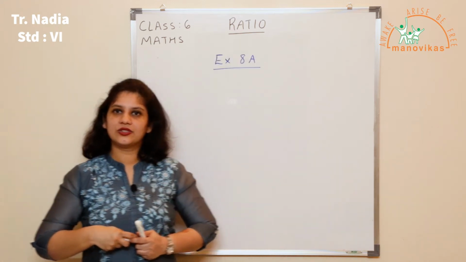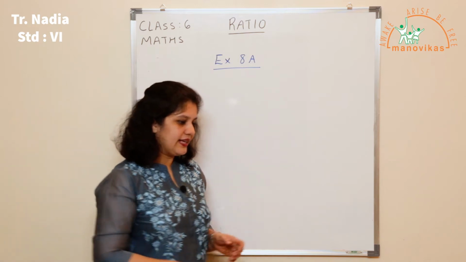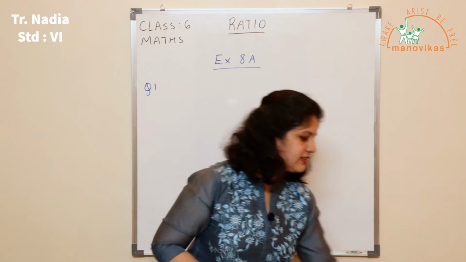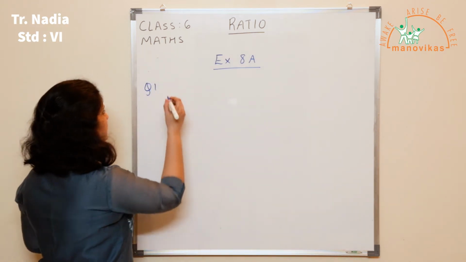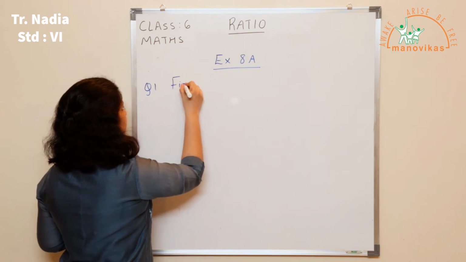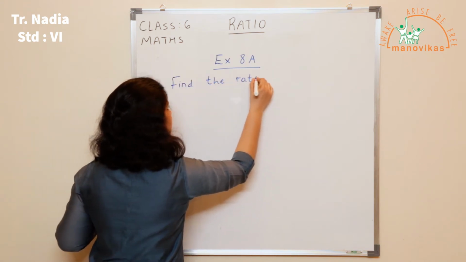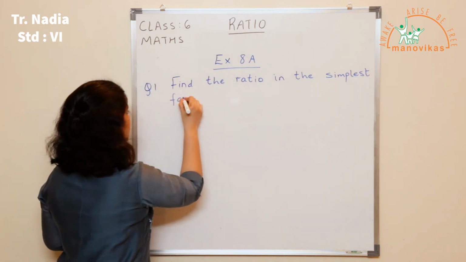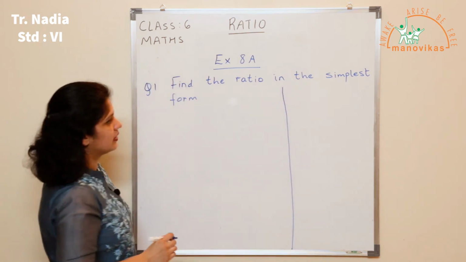Okay, so having understood this, now let us move to exercise 8A. Exercise 8A, I will begin with question 1. Question 1 says, find the ratio of each of the following in the simplest form. Okay, this is going to be a rough column.